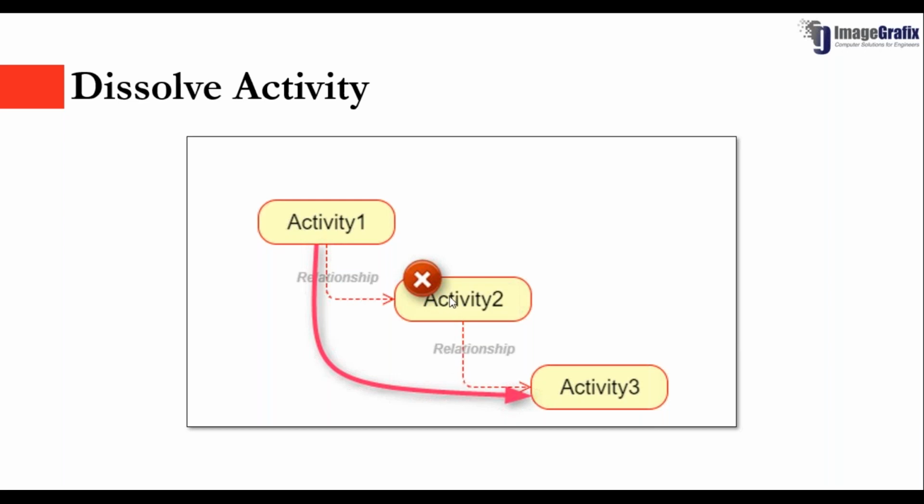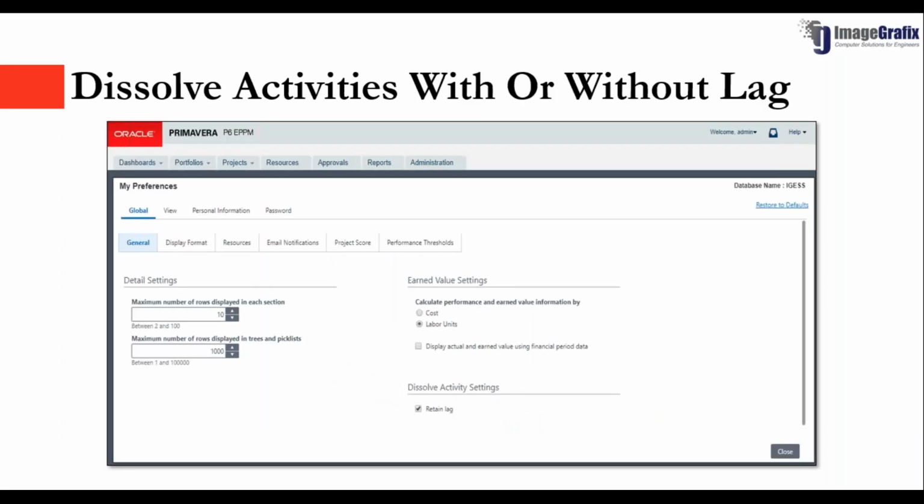Now when you choose to dissolve activity 2, then activity 1 will be directly linked to activity 3. What Oracle has provided is, if you have a lag from activity 1 to activity 2, when you dissolve activity 2, this lag from activity 1 will automatically be added to activity 3. So let me show you how we can do this setup or configuration to retain lag in dissolving the activities.